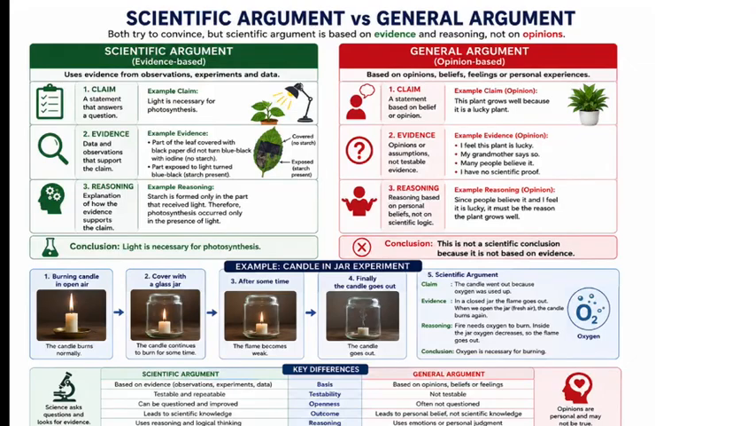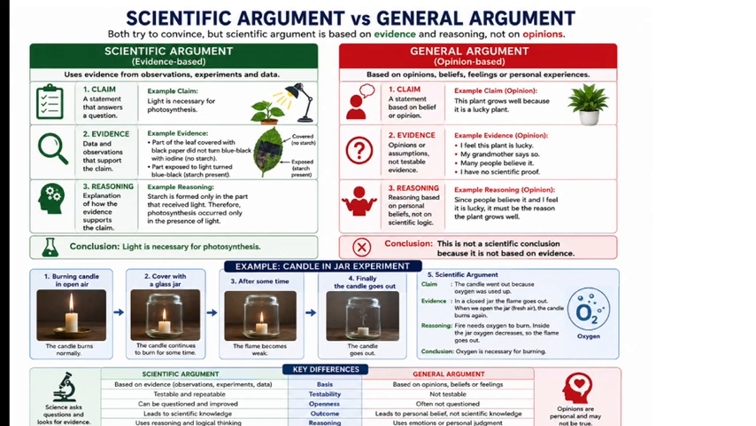In this video we will learn about scientific argument and general argument. So what does argument mean, and when do we argue? We argue when we try to convince other people with respect to something. We have two types of arguments: one is scientific argument, the other is general argument. In both, we try to convince people.